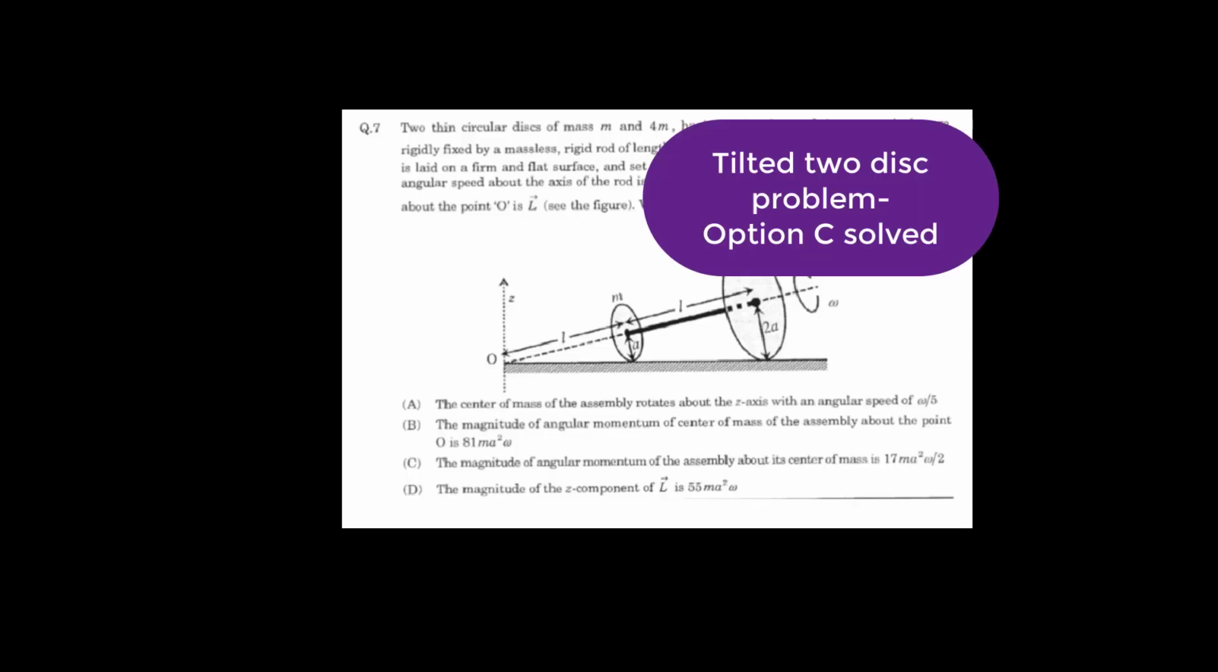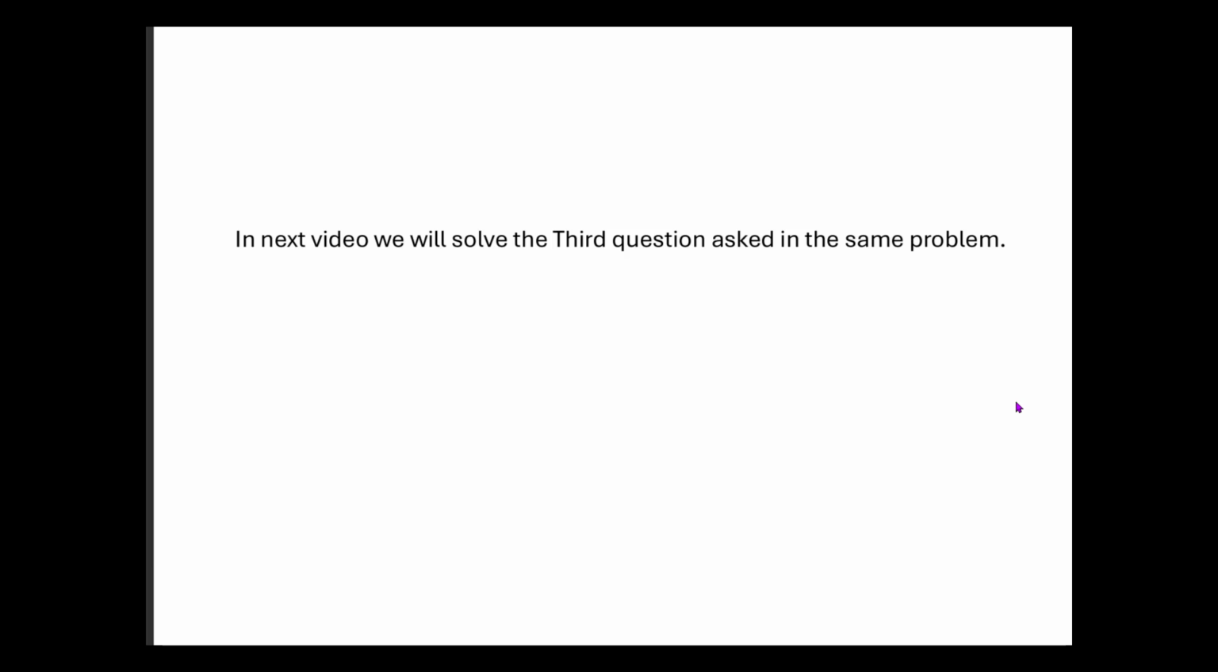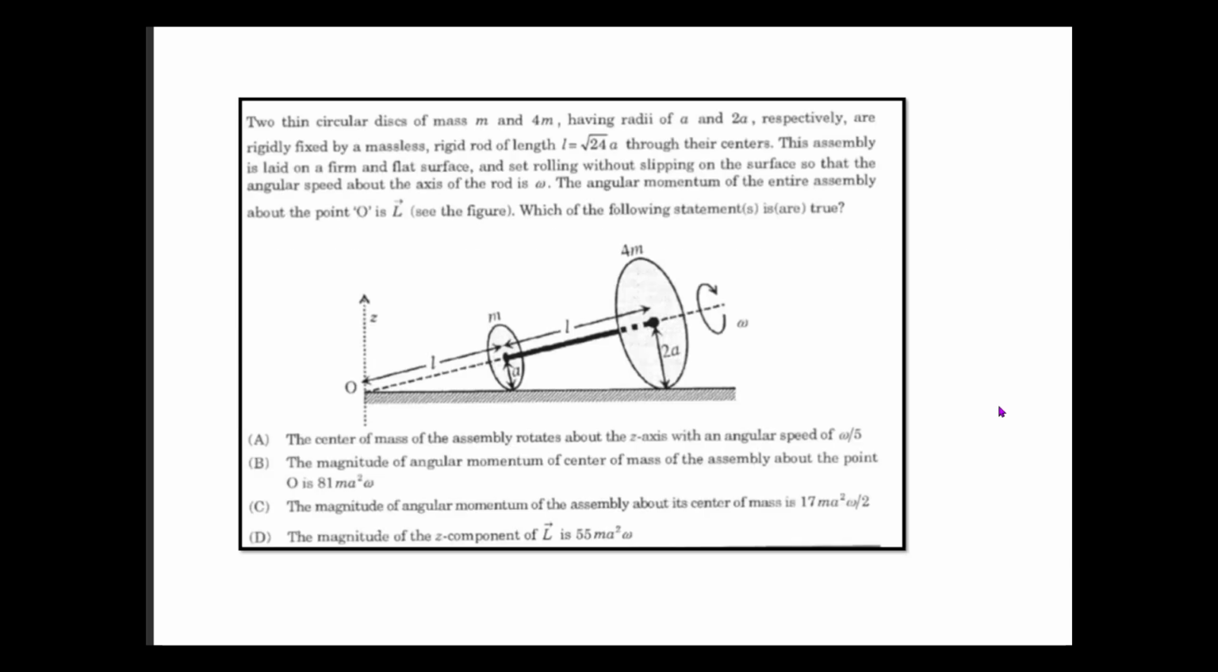Hello students, in this video we are going to solve the third question about the two tilted disk problem. If you recollect, this is our problem: there are two disks connected with a massless rod, and it is rotating with the angular speed of omega.